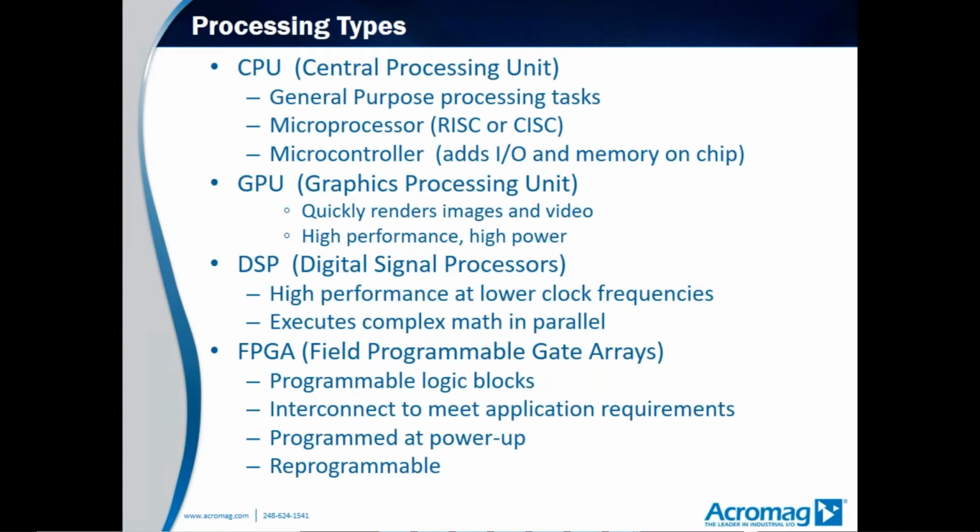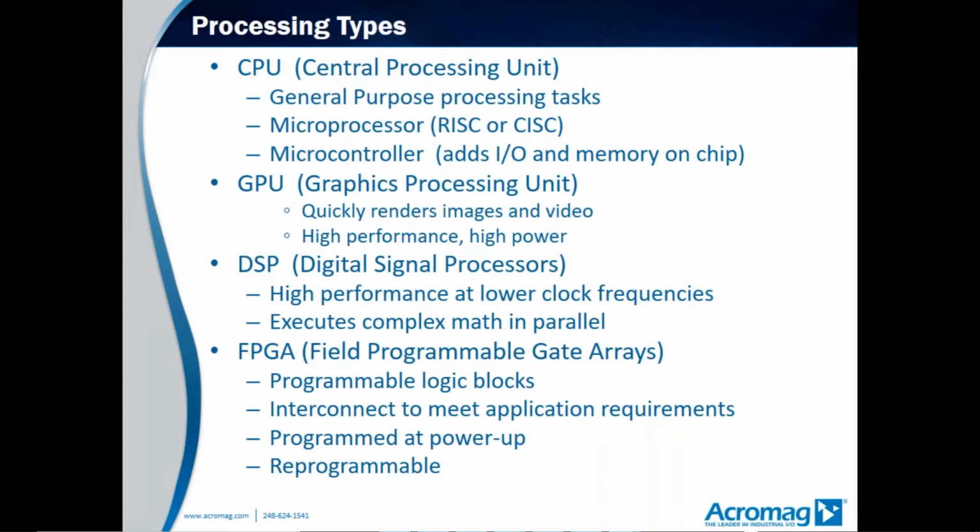So typically there are four primary processing types, and I've broken them down by the CPU. This is a general purpose processor task. You've probably heard of reduced instruction set and complex instruction set computing. These are commonly referred to as microprocessors. A microprocessor becomes a microcontroller when you add additional memory on the chip and you add I/O and specific functions like LCD control, things like that. A GPU is a graphics processing unit, and it basically renders images and video very quickly. It's known for very high performance, but also very high power dissipation.